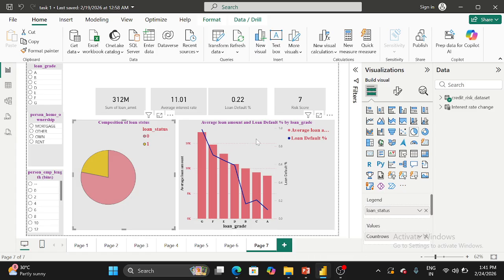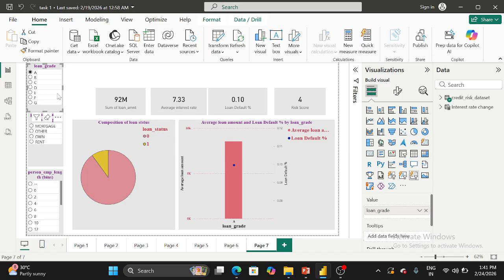And the average loan amount and default rate I have already shown in the last slides. This is exactly how we will do it. If we want to see only loan grade A, the data changes accordingly. Or loan grade C only for people who are in mortgage, or only where the person's employment length is 2 years. This kind of exact filtering we could do with the help of this interactive dashboard. Okay, thank you.